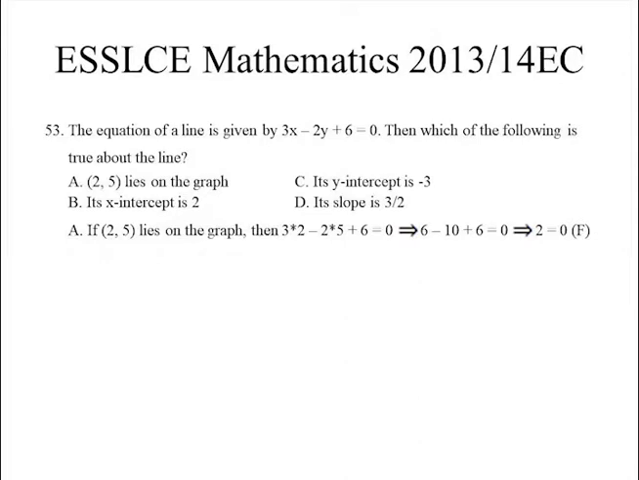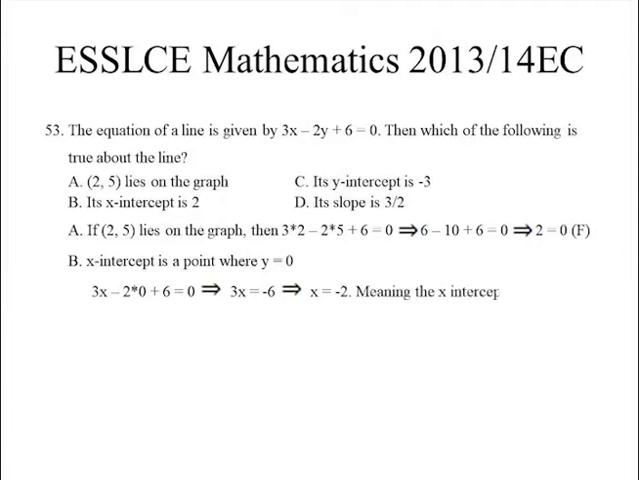Choice B, x-intercept is 2. The x-intercept is a point where y is equal to 0. So plugging 0 into the position of y, we will find 3x minus 2 times 0 plus 6 is equal to 0. 2 times 0 is 0. So we are left with 3x is equal to, taking plus 6 to the other side of the equation, negative 6. This implies, dividing both sides by 3, 3x divided by 3 is x, which is equal to negative 6 divided by 3, which is negative 2, meaning the x-intercept is negative 2.